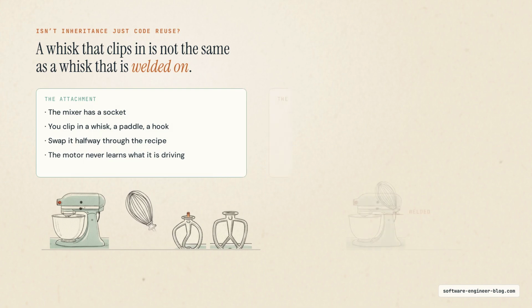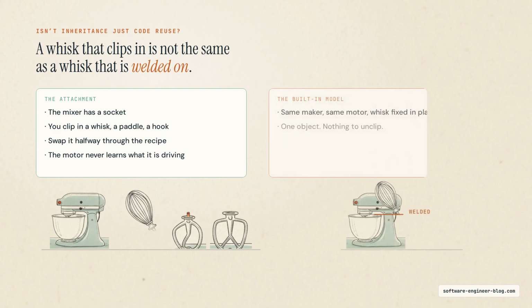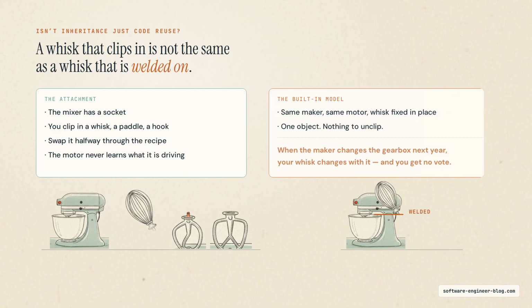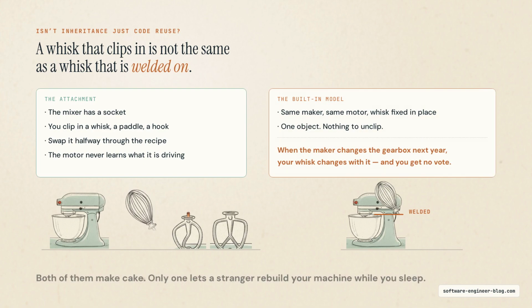That is composition. Now imagine a different product. Same manufacturer, same motor, same housing, but the whisk is built into the body. It is one object. There is nothing to unclip. It works beautifully. It also means that when the manufacturer redesigns the gearbox next year, your whisk turns differently, and you do not get a vote. That is inheritance. Both of them make a cake. Only one of them lets a stranger rebuild your machine while you are asleep.